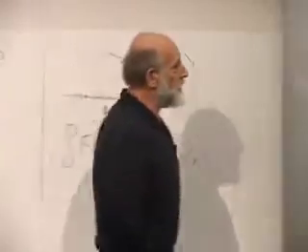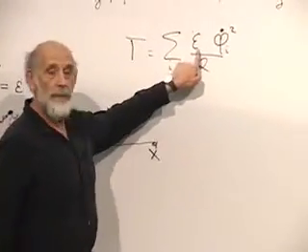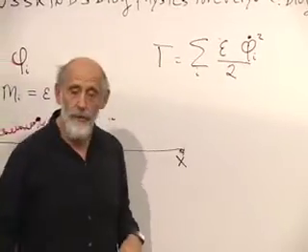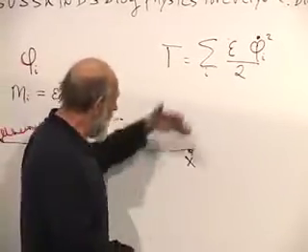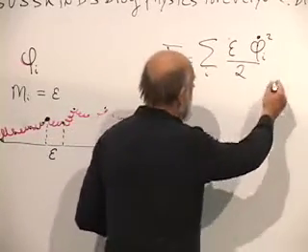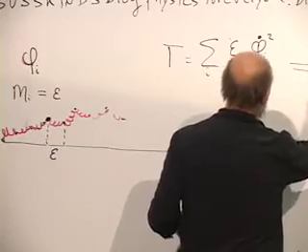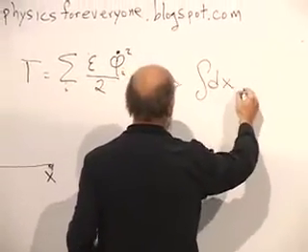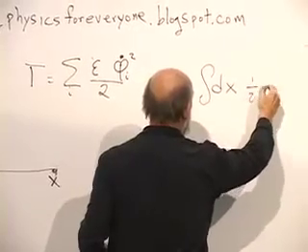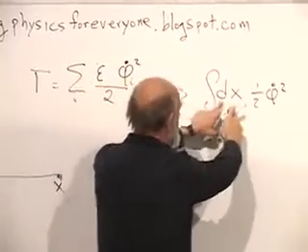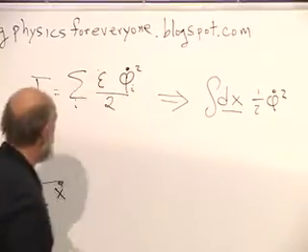Well, here we have a sum multiplied by epsilon. It's not too hard. I'm not going to use this yet, but I just want to point out what this epsilon is doing here. It's quite obvious that this is eventually going to be replaced by the integral dx of 1/2 phi dot squared. The epsilon will become the dx. That's what happens to epsilon.